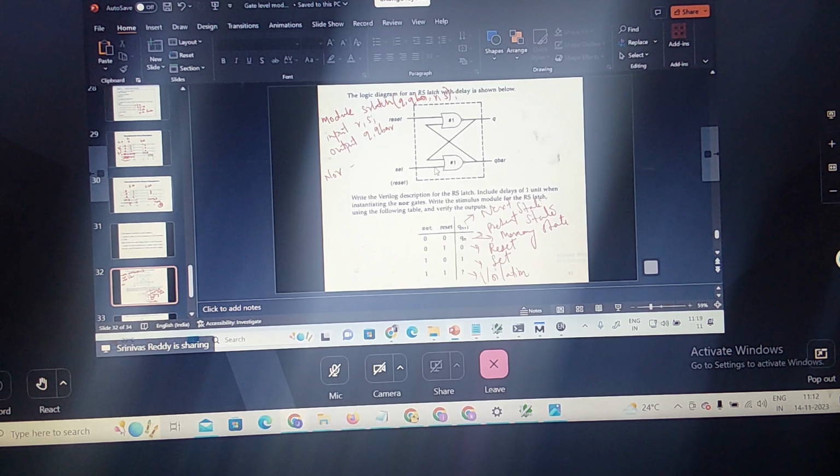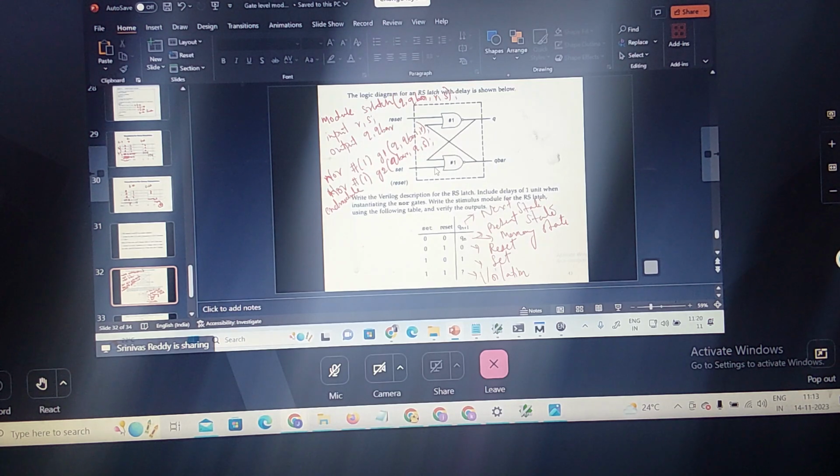Correct. This is hash of 1. Then shall I write gate 1? What is the output of the first gate? Q. Input is what? Q bar and R. Correct. Next, nor, small n, nor. The delay of this is hash 1. This is G2, Q bar, comma, Q and S. Then what do I need to do? End the module.